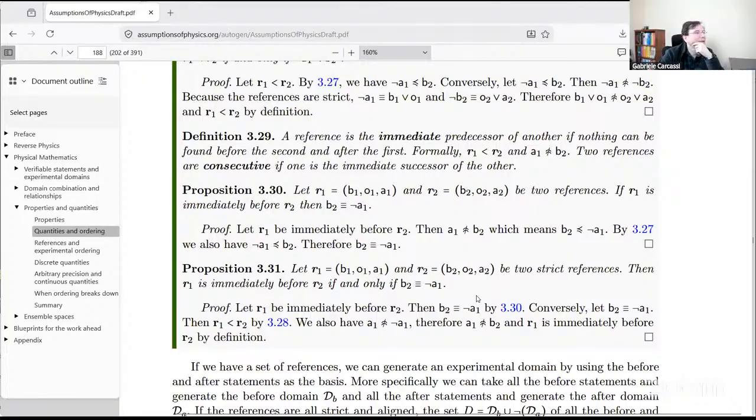Okay, and Proposition 3.31. So the point is that you can invert this. This relationship only goes one way: if R1 is immediately before R2, then you have this. And if R1 and R2 are strict, then you can go backwards: if this is true, then R1 is immediately before R2. Oh, so one is conditional and the other one is biconditional. Yeah, okay, that's cool.